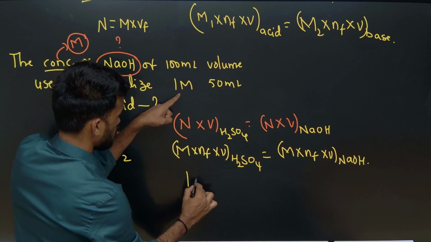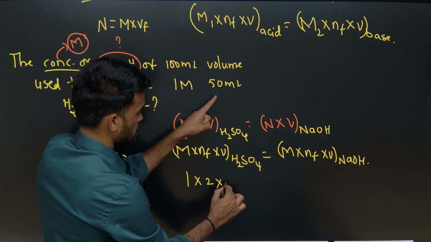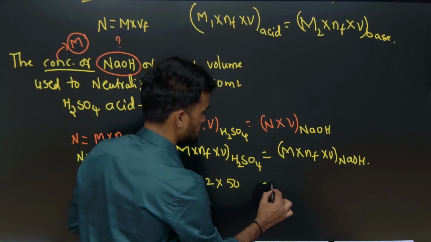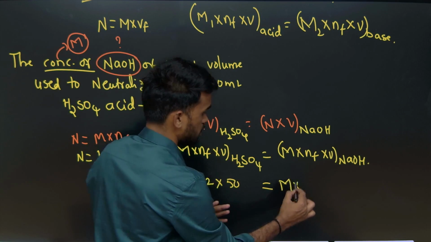Molarity is 1 for acid and the N factor will be 2 for sulfuric acid, and what is the volume they have given? 50. I hope this is clear. Okay, now this side, what is the molarity they have given? They are asking us to find it, right? Just write it as it is.